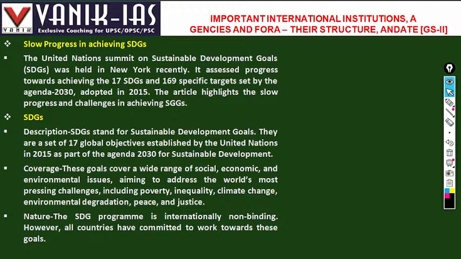The article highlights the slow progress and challenges in achieving the Sustainable Development Goals of the United Nations or the global community. Description: SDG stands for Sustainable Development Goal. They are a set of 17 goals established by the United Nations in 2015 as part of the Agenda 2030 for sustainable development of the world and humanity. Coverage: these goals cover a wide range of social, economic and environmental issues, aiming to address the world's most pressing challenges including poverty, inequality, climate change, environmental degradation, peace and justice.